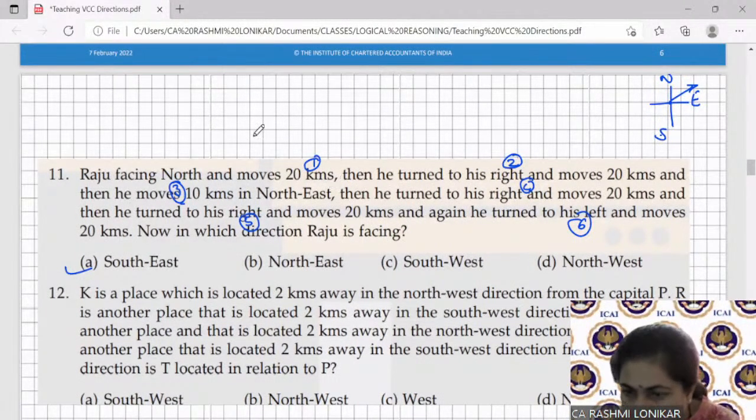What is happening here is that he is facing all these directions and then you have to mark them. Now, 1, 2, 3, 4, 5, and 6. So there are 6 things that we have to take care of.